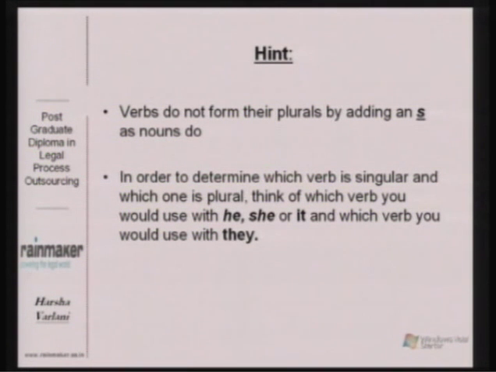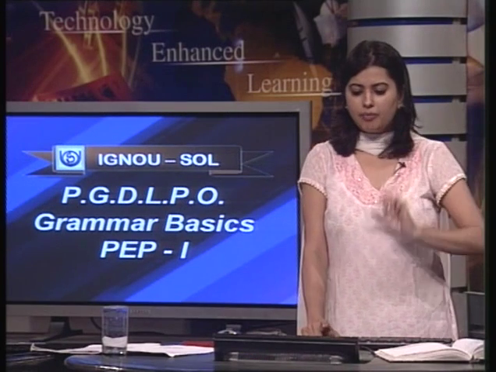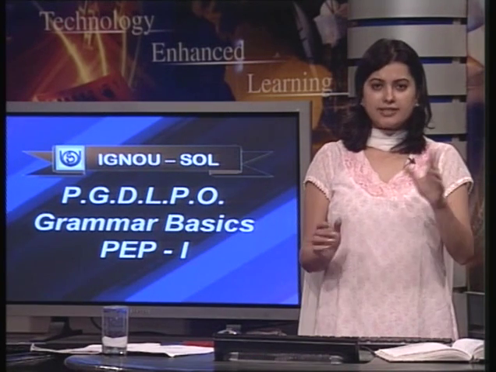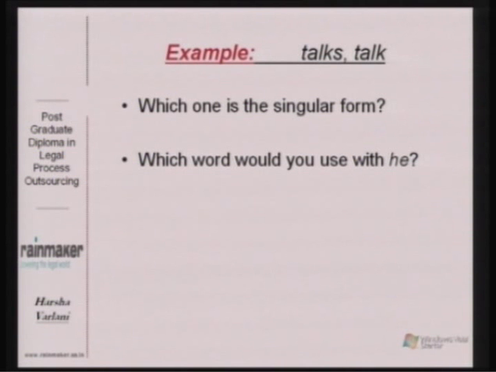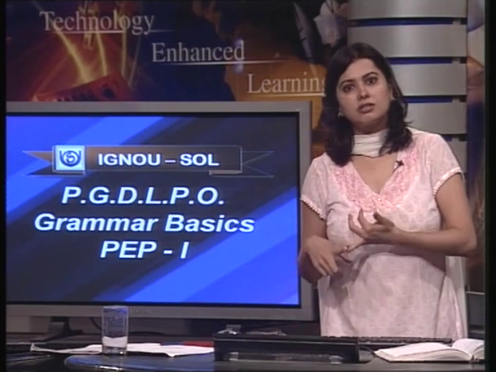In order to determine which verb is singular and which one is plural, think of which verb you would use with he, she or it and which verb you would use with they. Take your verb and put, for example, talk, talks. Take the word talks, put a he, she or a they in front of it. Which matches? Do we say he talks or do we say they talks?